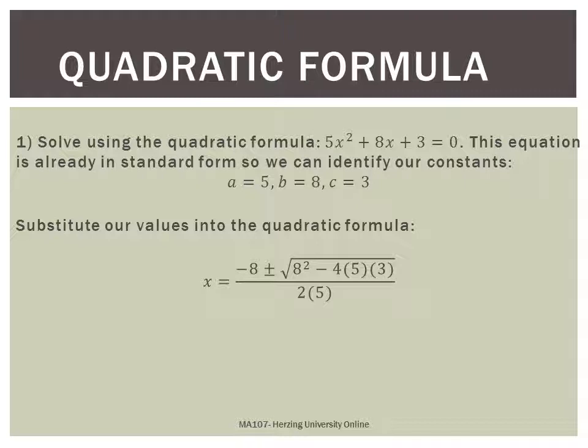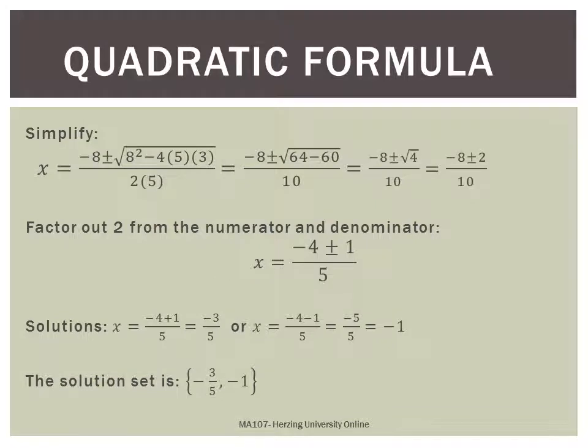Substitute our values into the quadratic formula, and the result is x equals negative 8 plus or minus the square root of 8 squared minus 4 times 5 times 3, divided by 2 times 5. Simplifying, we get x equals negative 8 plus or minus the square root of 64 minus 60, divided by 10, which equals negative 8 plus or minus the square root of 4, divided by 10, which equals negative 8 plus or minus 2 over 10.